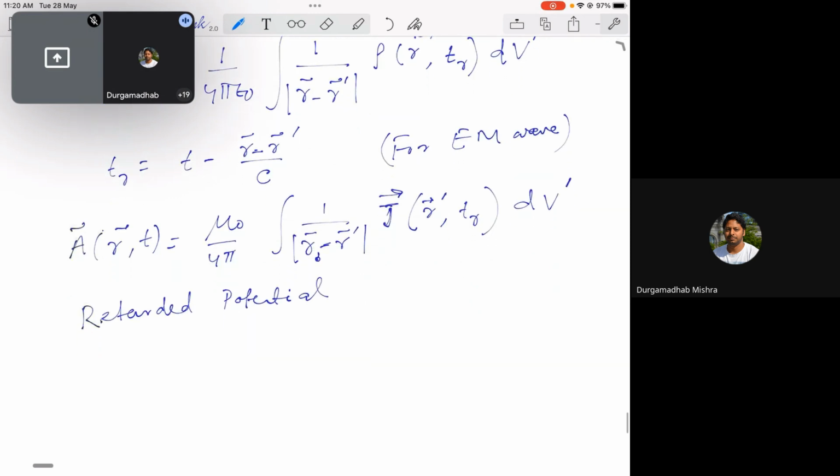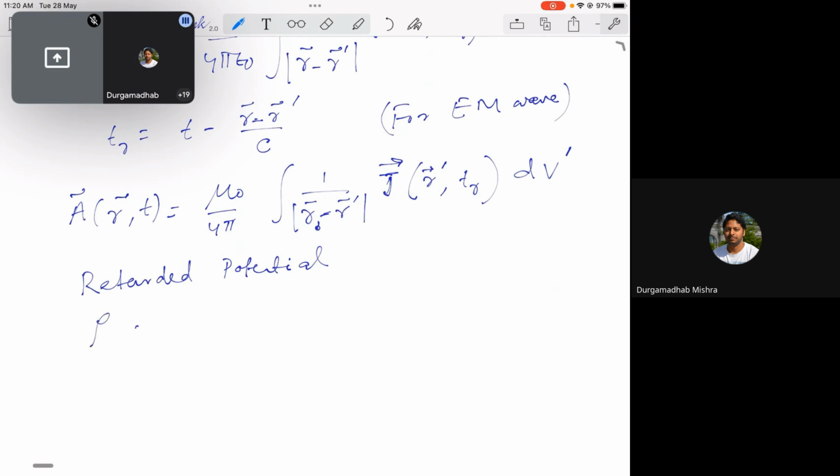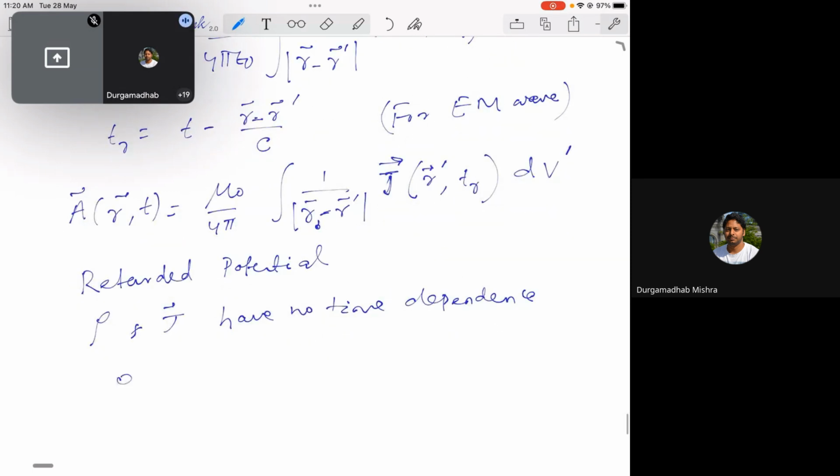So if rho and J have no time dependence, then phi at r, t would look like the same situation, only now rho is not a function of time. So it will be simply rho of r prime dv prime, because there is no time dependence. So t_r does not make any sense. Rho of r prime is always the same, and therefore the scalar potential will be like that, and the vector potential exactly. You don't have any time dependence.